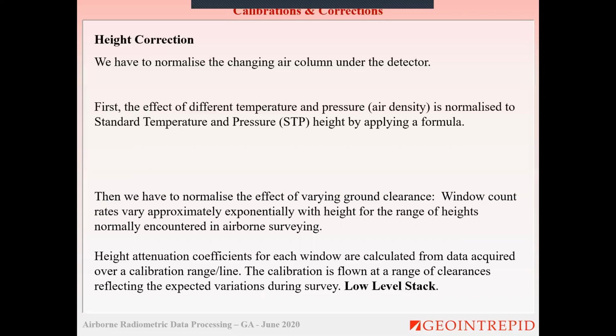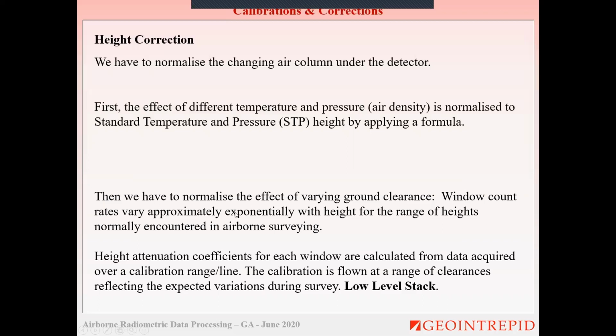And so what we do to calibrate it, or to get the height attenuation coefficients, we fly the so-called low-level stack. That is a series of flights flown preferably over a calibration range, where we do know the ground concentration of the radio elements at a series of heights that reflect the expected ground clearance during survey. And as I said, the window count rates vary approximately exponentially.